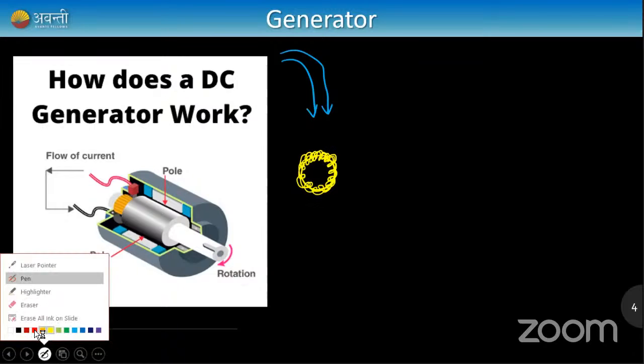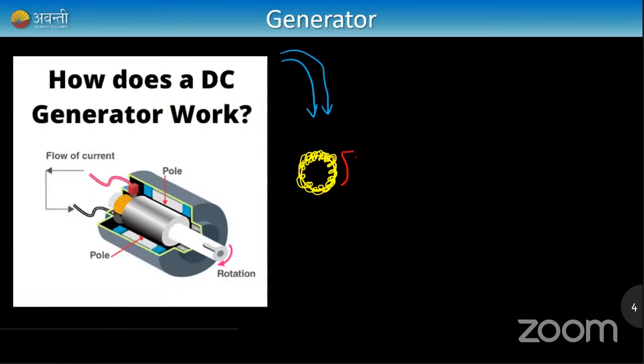I'm going to place two magnetic poles here, one North Pole and the other South Pole. The magnetic field will go from the North Pole to the South Pole. Whenever the coil rotates, it starts from this position, then becomes flatter, and keeps rotating about this axis.